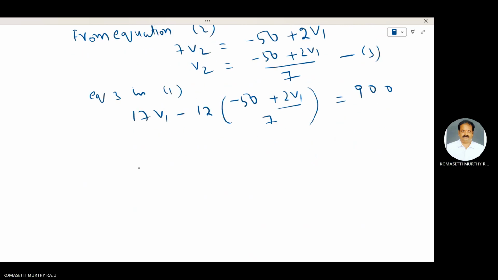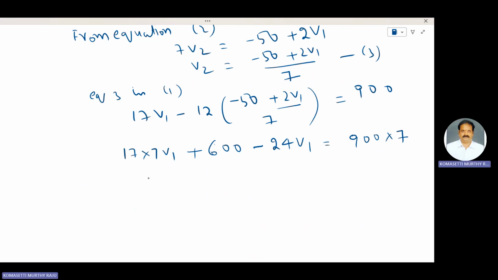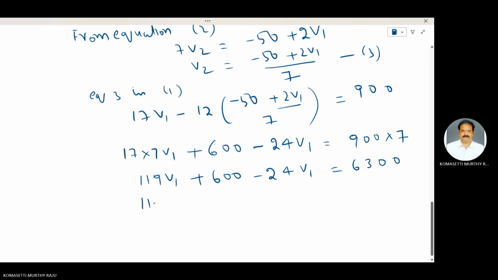7 is the LCM. 17 into 7 V1 plus 12 5s are 60, 600, minus 24 V1 is equal to 900 into 7, that is 6300. So 119 V1 plus 600 minus 24 V1 is equal to 6300. 119 V1 minus 24 V1 is equal to 6300 minus 600, that is 5700.